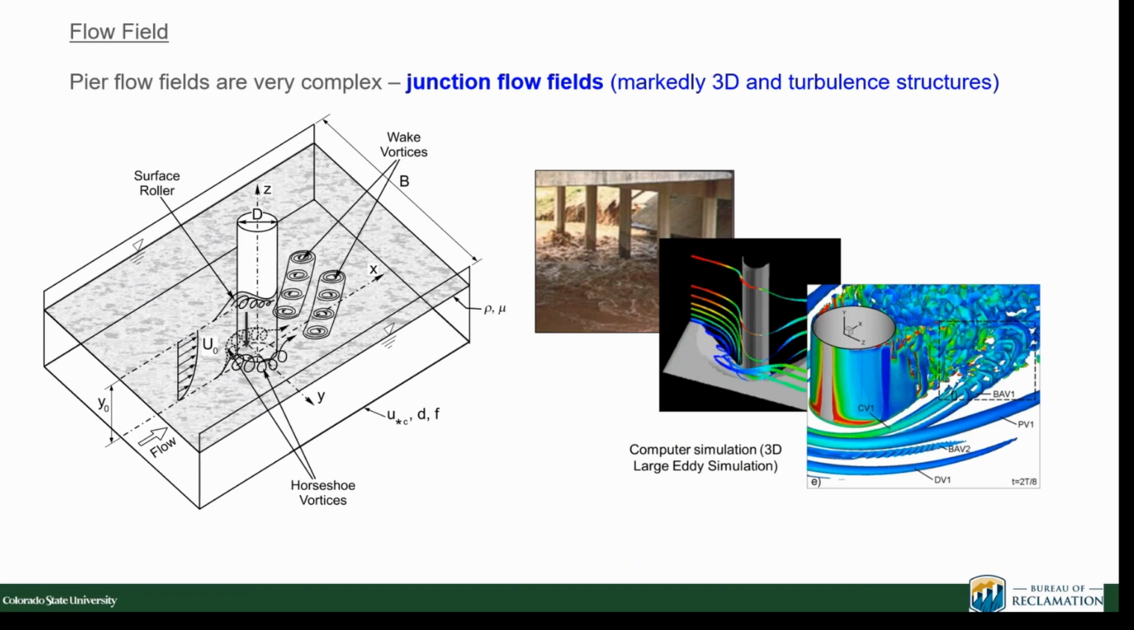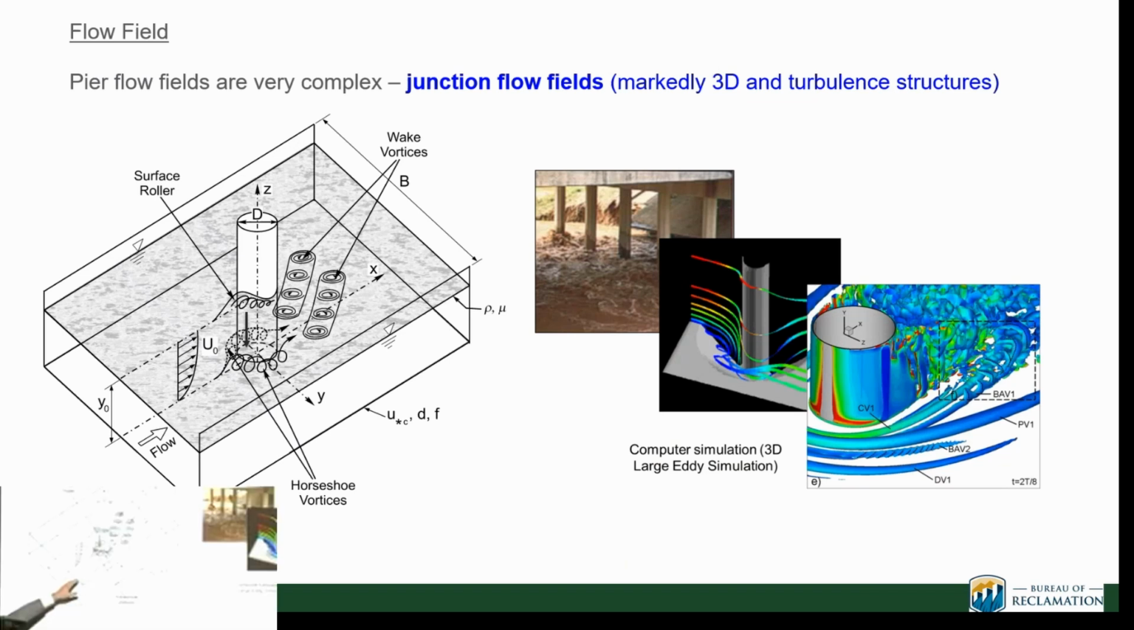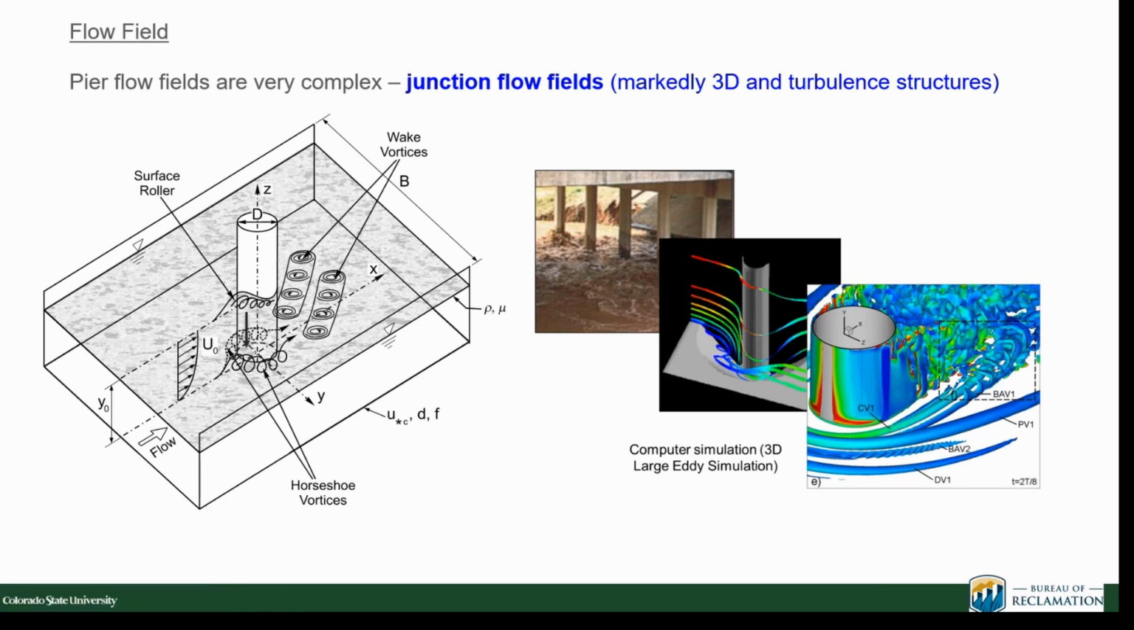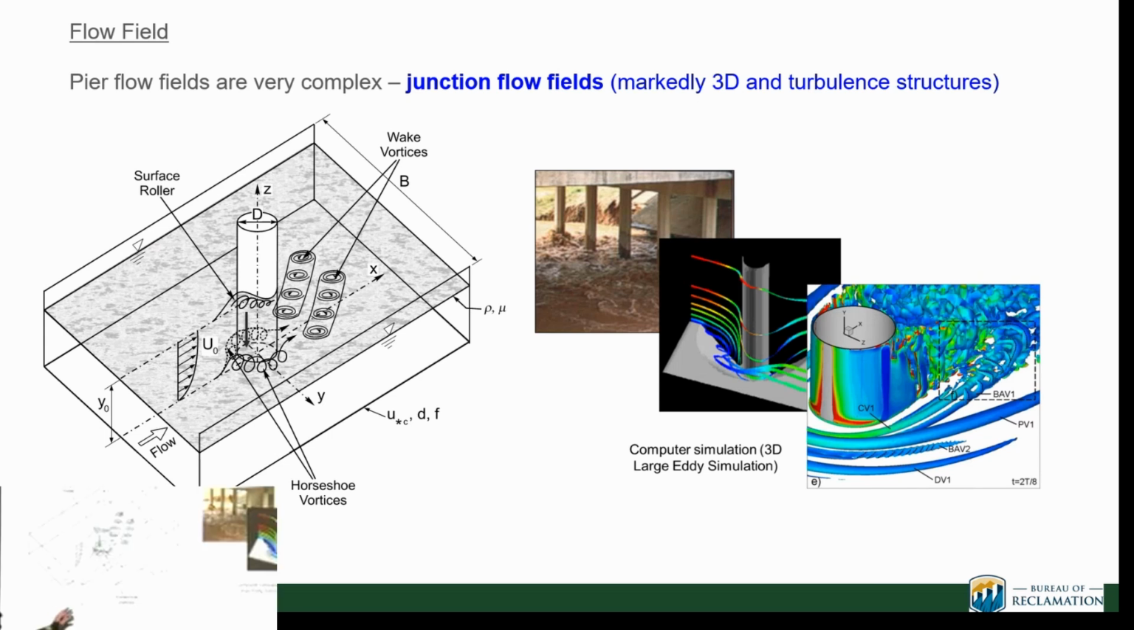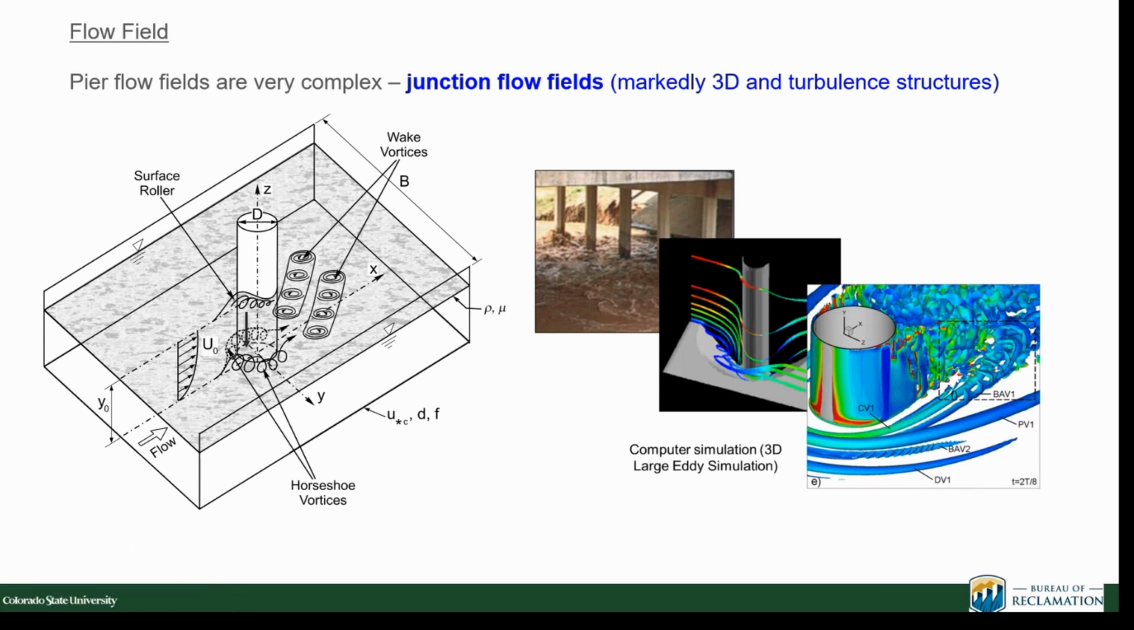So if we deal with the flow field, these are called junction flow fields, where you have a vertical structure bound on another structure. So a wing of an aircraft coming into the fuselage of the aircraft, a pier hitting a bed, called junction flow fields. And these are the most complicated flow fields that you can imagine. They're highly three-dimensional and they generate a lot of turbulence. So the flow field is very complicated here. So the flow field is causing scour.